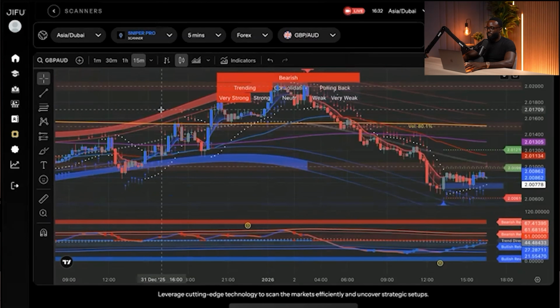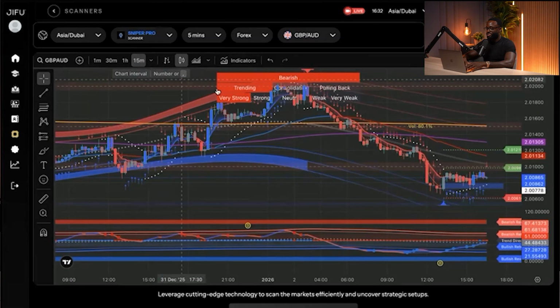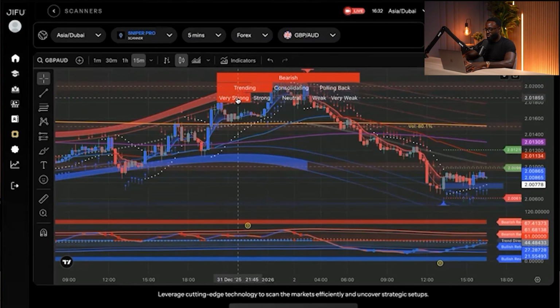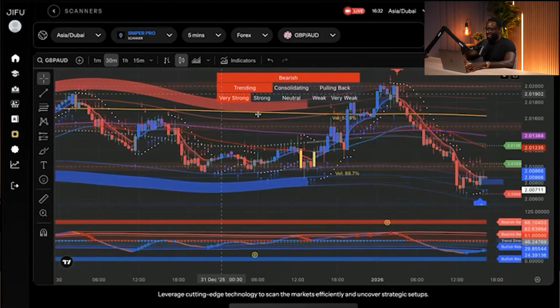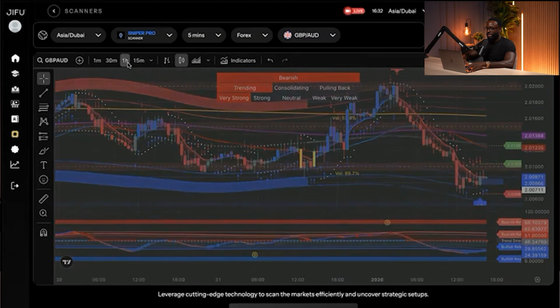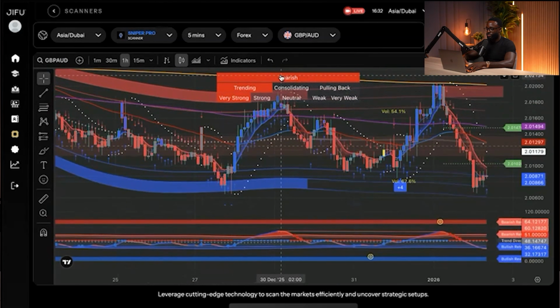Okay, so we have an example on GBPUSD. As you can see, we're on a 15-minute time frame. And this is on a flip side. We're actually seeing a bearish market. It shows it's trending and it shows it's very strong. So now I'm going to look over on the 30-minute time frame. It shows exactly the same thing. Bearish, trending, and very strong. And last but not least, on the 1-hour time frame, it's also showing bearish, trending, and very strong.